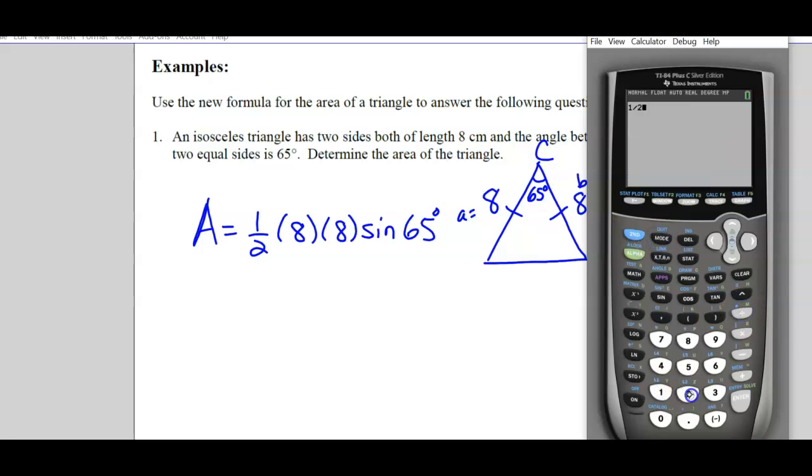So 1 divided by 2 times 8 times 8, which is 64, times sine of 65. Brackets. It doesn't say what to round to, so I'm just going to round to the nearest whole number.